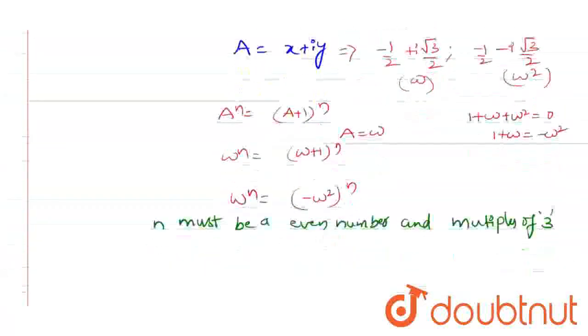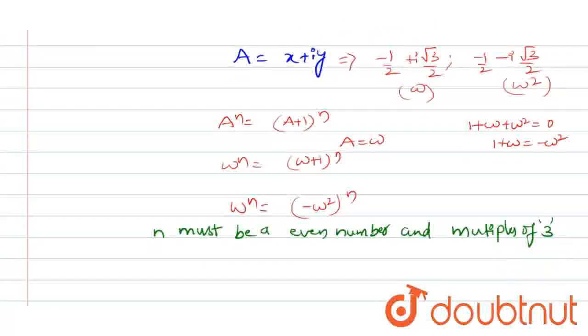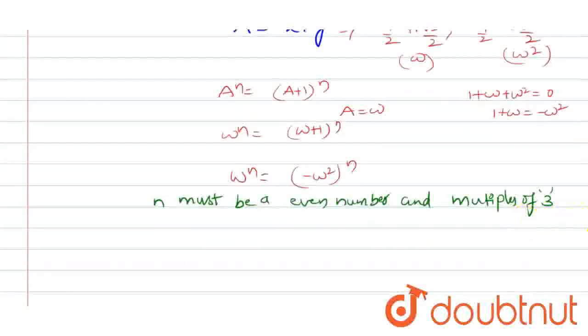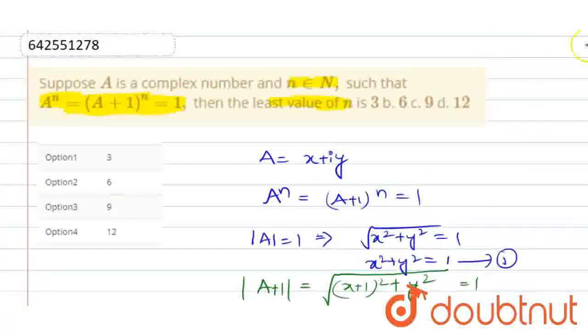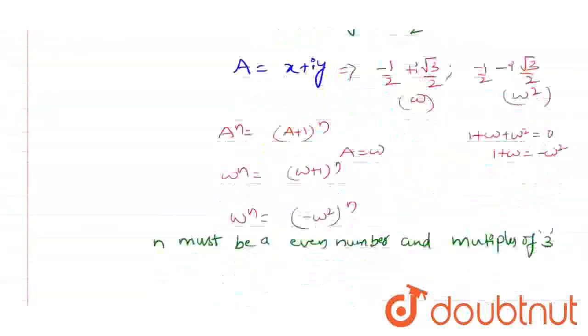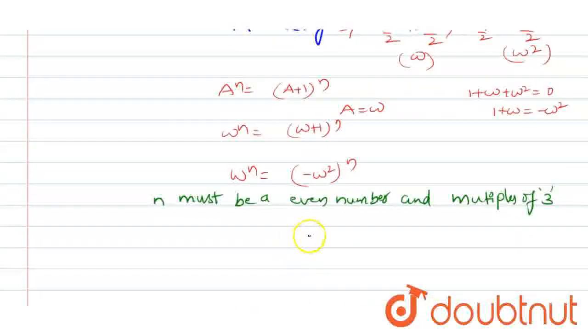Now let's see the options. The options are 3, 6, 9, 12. We need to find the least value of n, so we need even numbers. The even numbers are 6 and 12. We need to find the least value, and the least value is 6.